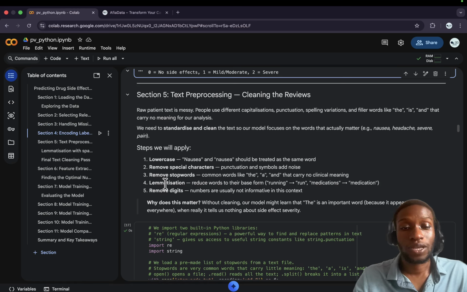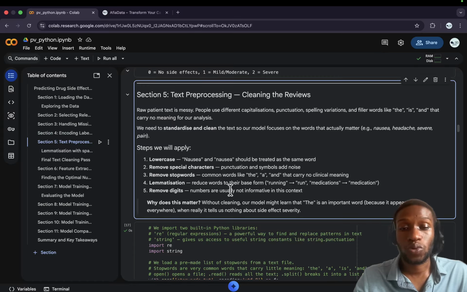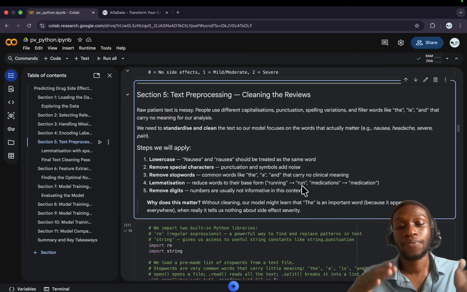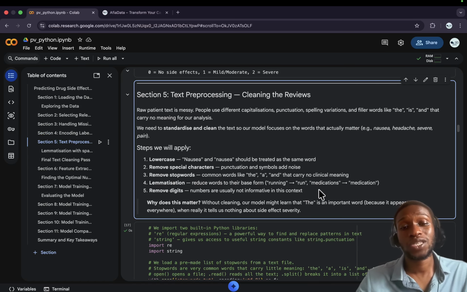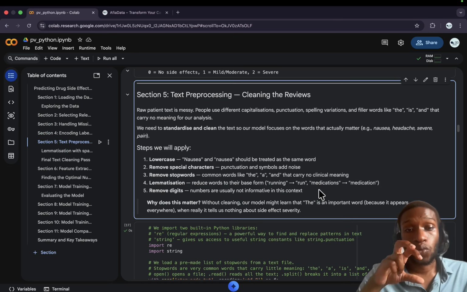Then you do something called lemmatization, which is simply reducing words to their base form. For example, someone might say running, but we just want the run bit, which communicates enough from medication to medication. So these are examples of lemmatizing words. You're just turning them to their base form. Then we remove digits, because numbers are usually not informative in this context. These are the steps that will be done during text processing.